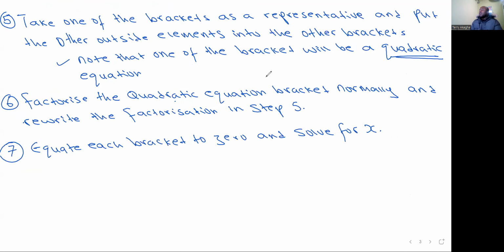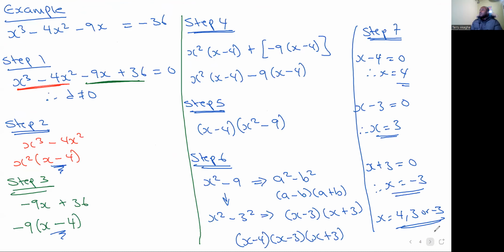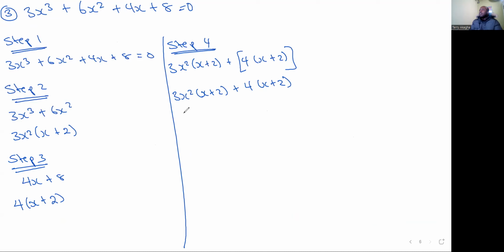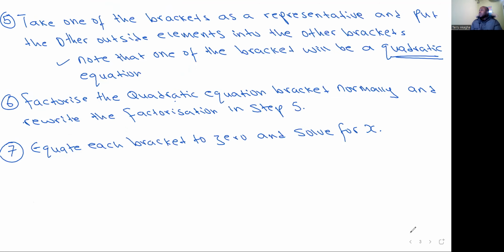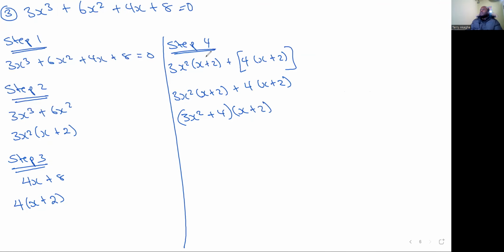Now, when you've done that, I believe that was step 5. We now have to take one of the representatives and also the outside element together, and one of them will be a quadratic equation. So we're going to have 3x squared plus 4, and we have x plus 2. Sorry, that was step 5, right? Yes, so I need to write this as step 5.